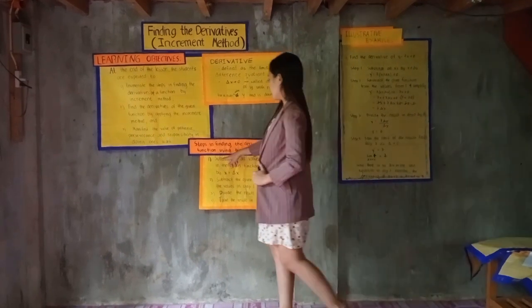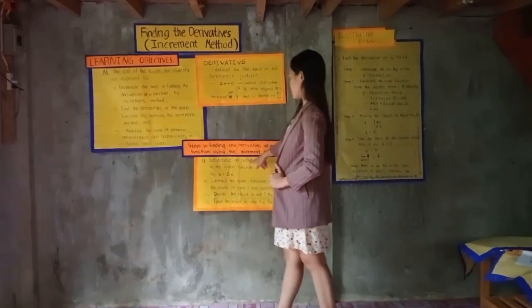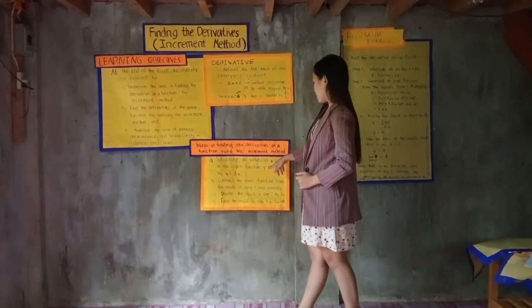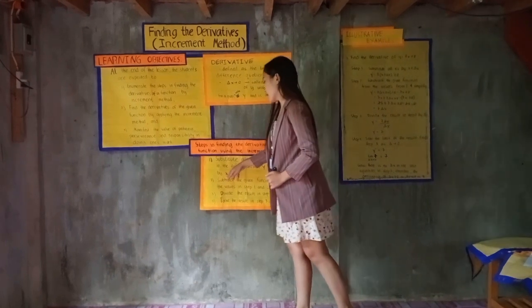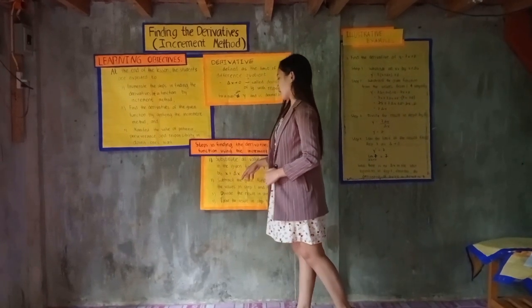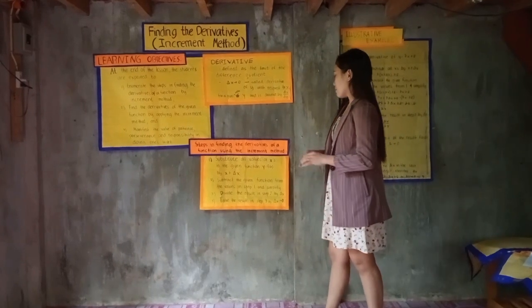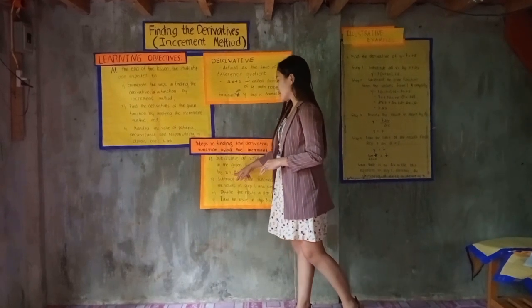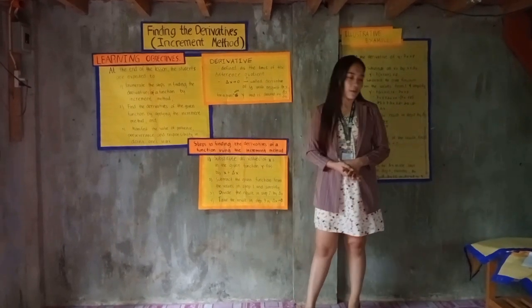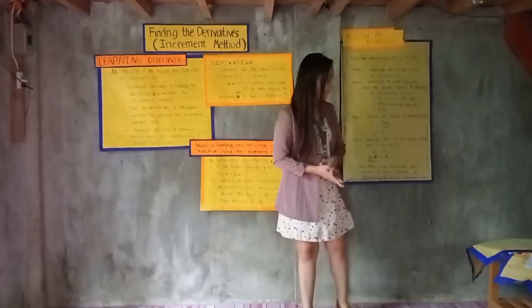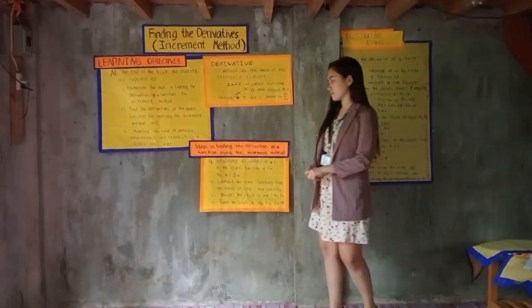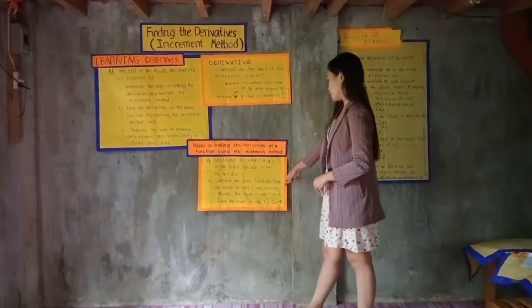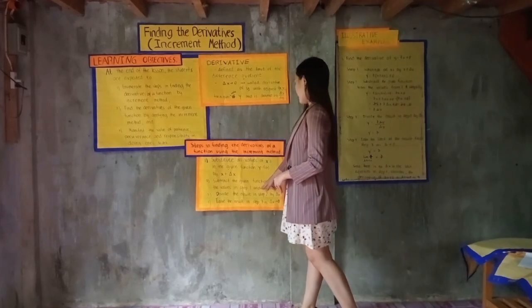So, number 1, we need to substitute all the values of x in the given function y equals f of x by x plus delta x. So, ibig sabihin, ang mga x ay kailangan palitan ng x plus delta x. Okay, number 2. Please read, Miss Legaspe. Okay, so sabi niya, subtract the given function from the values in step 1 and simplify.